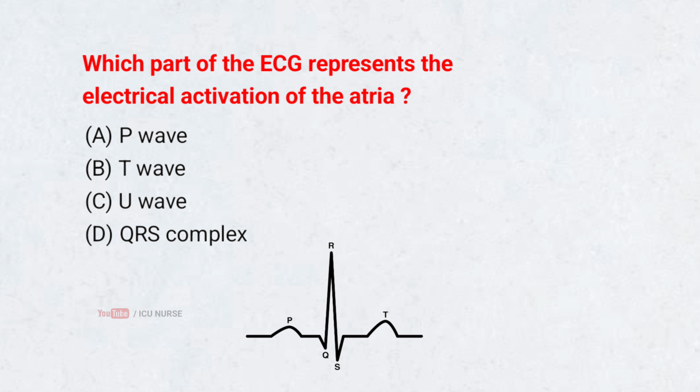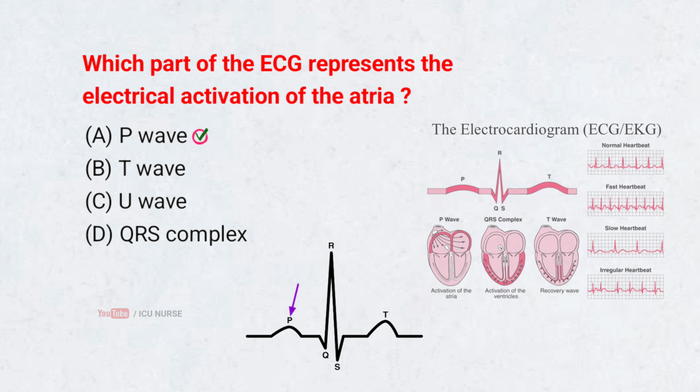Which part of the ECG represents the electrical activation of the atria? A. P wave. B. T wave. C. U wave. D. QRS complex. Correct answer A. P wave. The P wave shows atrial depolarization, meaning the atria are contracting. It appears first on the ECG because atrial activation occurs before ventricular activity.